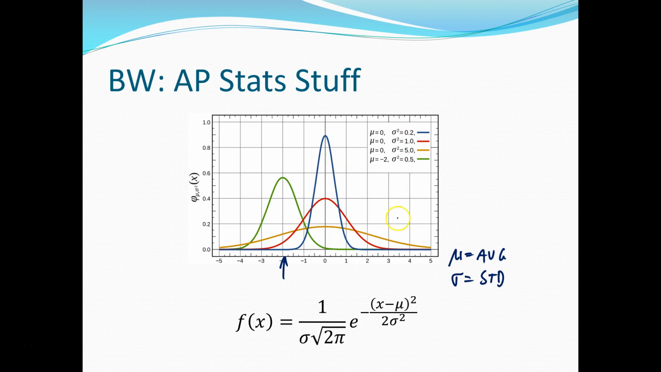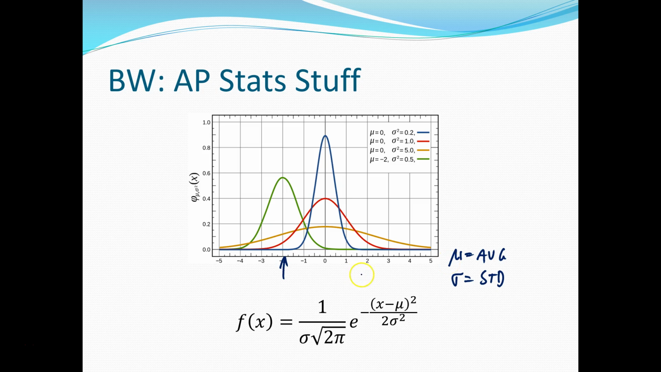And the standard deviation, that has to do with how spread out the graph is. Notice the orange one has the widest standard deviation. That's why it's so flat. The area under the curve is always 1. Because the probability density distribution has to give a total probability of 100%.